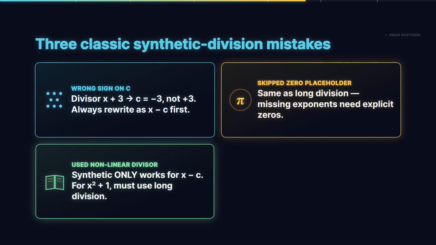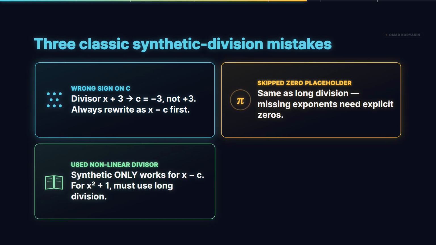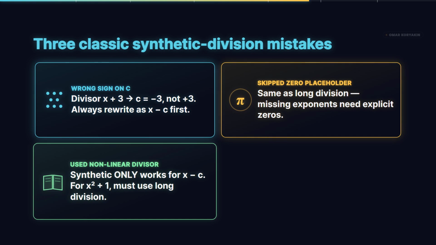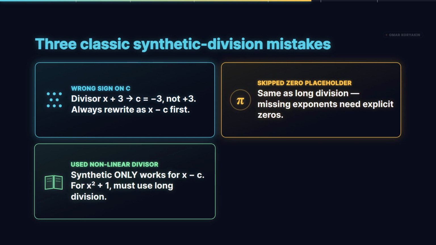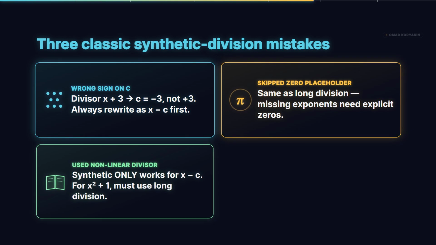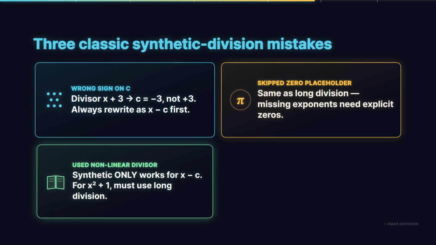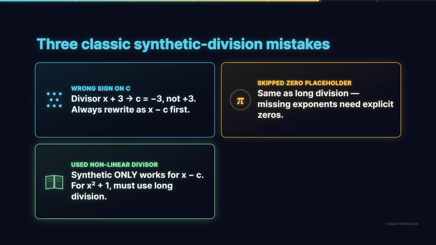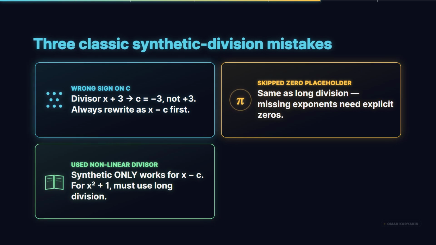Third mistake, trying to apply synthetic division when the divisor is not linear. A student attempts to synthetic divide by x squared plus 1 or by 2x minus 3, when synthetic division only works for divisors of the form x minus c with leading coefficient 1. The fix is to always check the divisor before starting. If it has degree 2 or higher, fall back to polynomial long division. If the divisor has leading coefficient not equal to 1, but is still linear, factor out the leading coefficient first to put it in standard form. Apply synthetic only when the divisor matches the strict shape requirement.